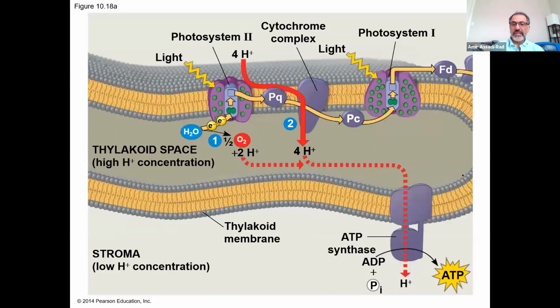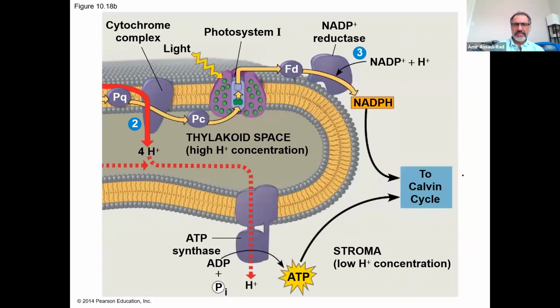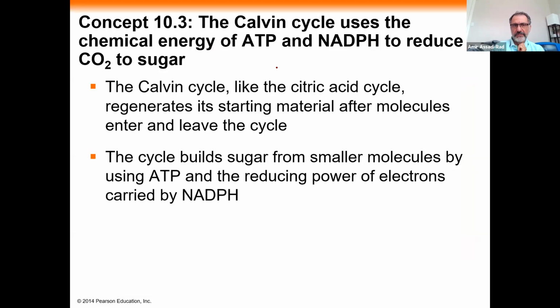Let's see what happens. Again, details of that diagram. The FD is just a carrier of protons to NADP reductase. Okay, I'm not too crazy about it. Your textbook is making some fuss about it. Okay, the Calvin cycle uses the chemical energy of, here we go, NADPH and ATP to reduce carbon dioxide to sugar. So the Calvin cycle, like the citric acid cycle, regenerates the starting materials after molecules enter and leave the cycle.